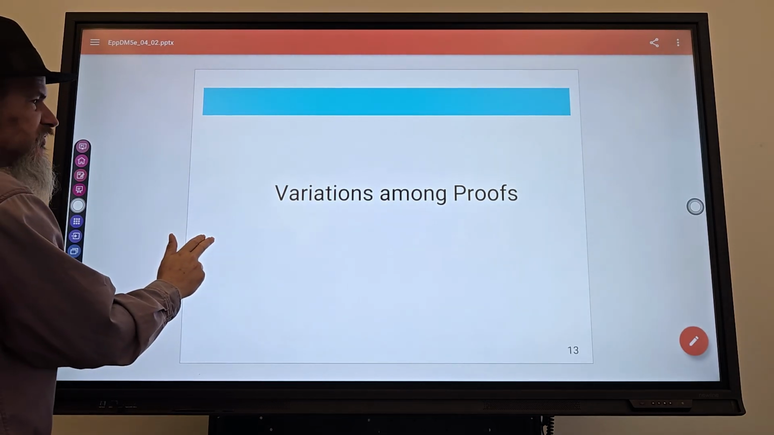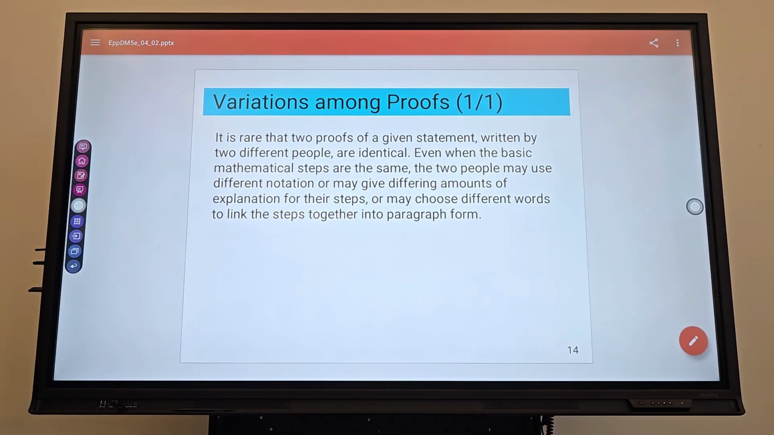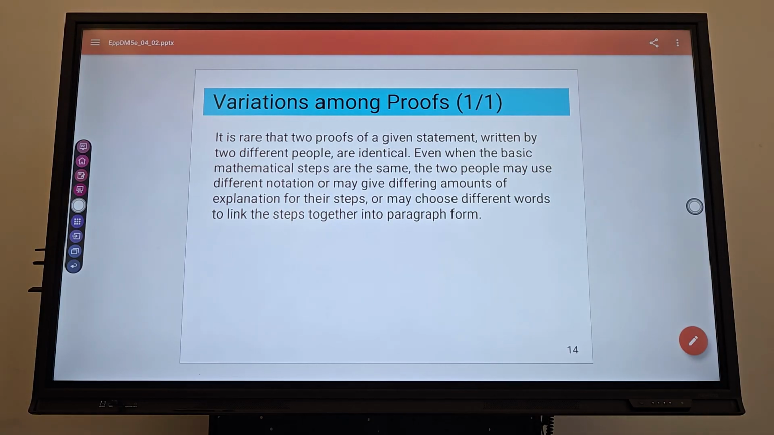Variations among proofs. It is rare that two proofs of a given statement written by two different people are identical. I say it never happens. I don't believe it ever happens, even if the basic mathematical steps are the same. Two people will use different notation, or may give different amounts of explanation for their steps, or may choose different words to link the steps together.